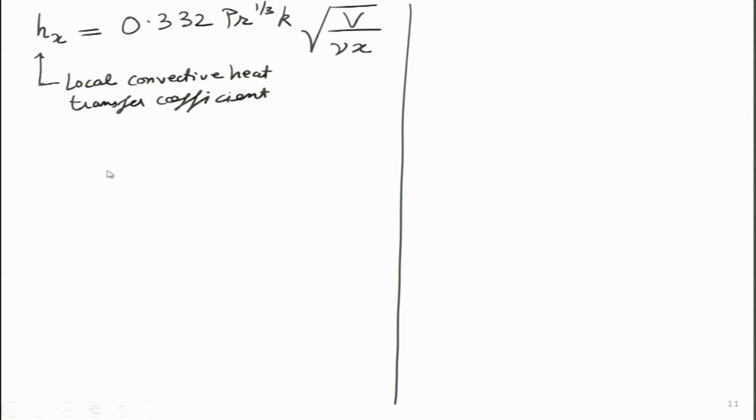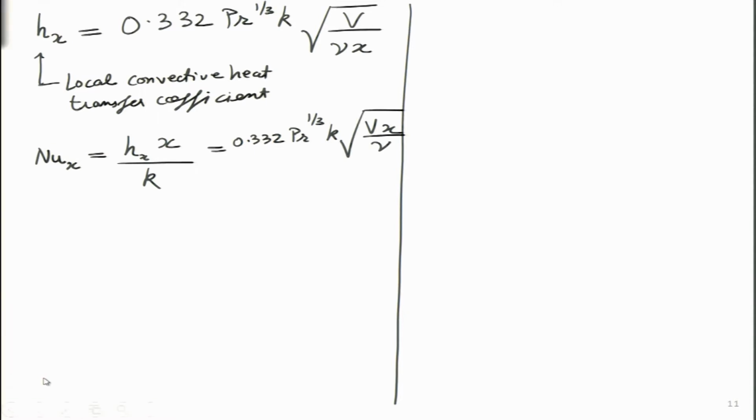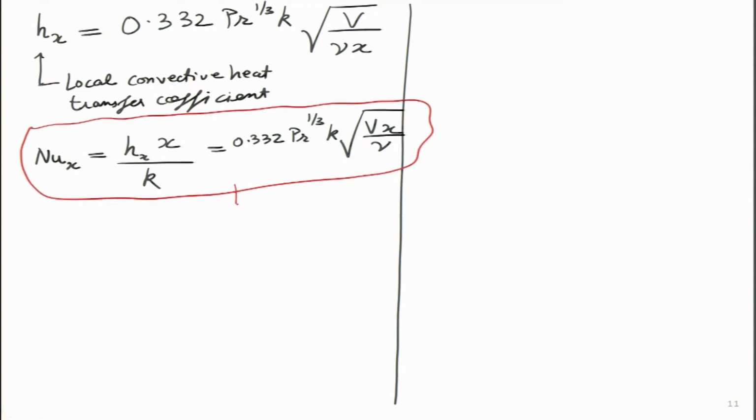And based on this equation, I can also write the local Nusselt number, which will simply be hx times x divided by k, because by definition this is what we should get. This expression turns out to be 0.332 Prandtl to the power 1 by 3, k, square root of Vx by nu. And these are the solutions of the Blasius equation, which we have not solved, but the result we are using here. And according to Blasius, this relationship is true for all Prandtl numbers greater than 0.6.